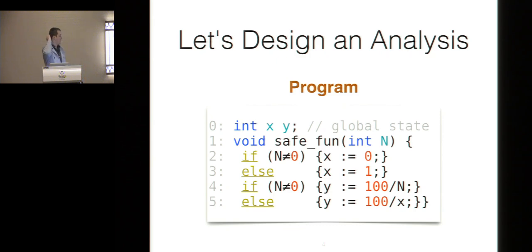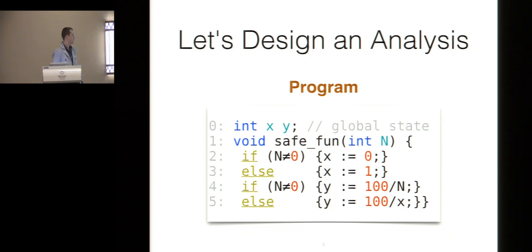So the first step in designing an analysis is you pick some programming language or a set of programs, and let's actually go through this program and see what it does, because I'll be showing analyses over it. So this is a safe function, and by safe I mean there are no division by zero errors. So we have a parameter n, we don't know what it is. We compare it with 0. In the case that it is non-zero, we assign x to be 0. If n is 0, then we assign x to 1.